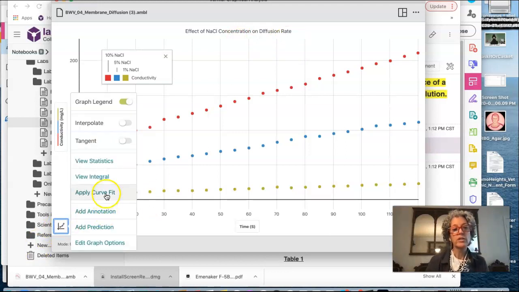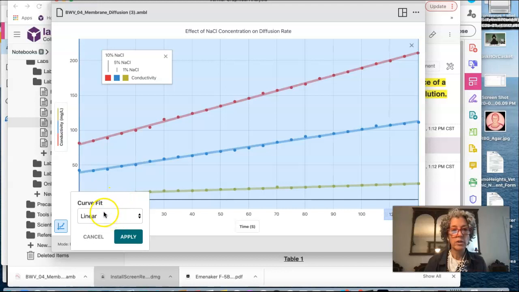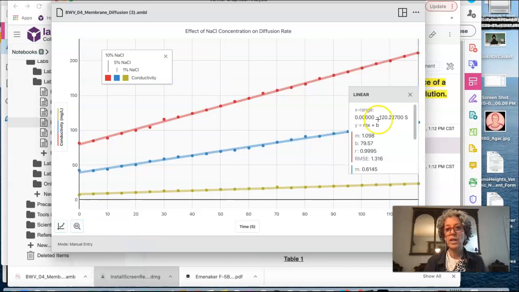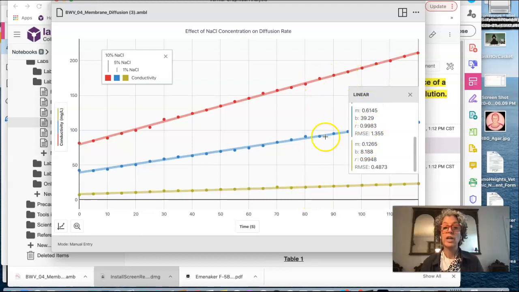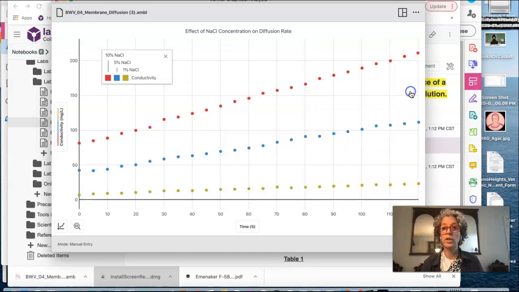Back here, it said you wanted to get a curve fit. And you want it to do linear. Oops, linear. And you can apply that. And now you get your equations of your y equals mx plus b to get your slope. Your slope is going to be the m. So for the 10% sodium chloride, there's your slope. For your 5% sodium chloride, there's your slope. And for your 1% sodium chloride, there is your slope. So you're not going to have to calculate. It will give you those data.